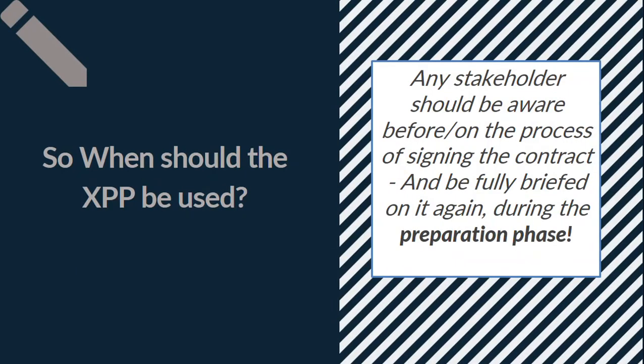Okay, and just keep in mind that this is very important, that any stakeholder should be aware both before and during the process of signing the contract. They need to be fully briefed again during the preparation phase. Even if you explain to them what the XPP is during the consideration, and then you have your approval and it's finished, no, or you have your contract signing and it's finished, no. Again, when the preparation stage starts, when the time of the realization is coming, they need to be debriefed and reminded what they signed for.